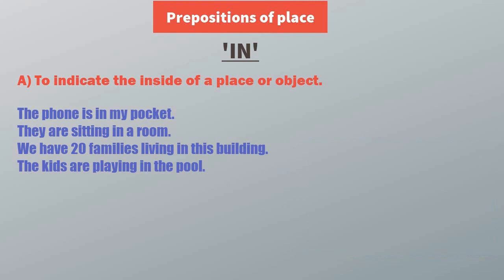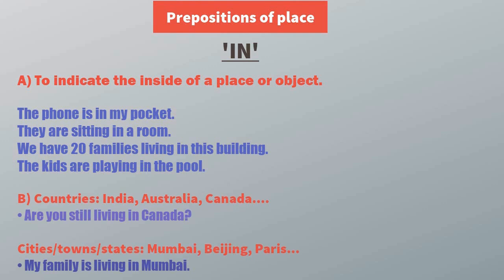So it's very, very simple when you want to say something is inside a place and that place is covered by boundaries or borders. That could be a small place or a big place like a country. When it is covered by boundaries or borders, we use in to talk about somebody's or something's location or position. So we use it before countries like in India, in Australia, in Canada, with cities, towns and states like Mumbai, Beijing, Paris. He lives in Mumbai. I have a company in Beijing. These are bigger places, guys, and to talk about somebody's or something's location, we use in with it.